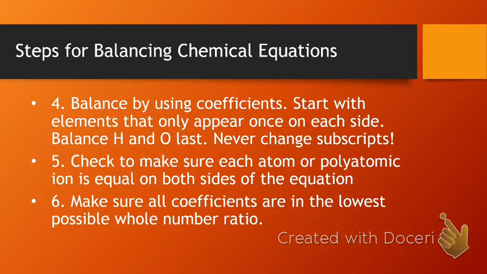Okay, then you double check, and I'll show you how I do that. When you start out, you're going to write right underneath. You're going to write yourself notes. Keep count down there. Last step, make sure all your coefficients are in the lowest possible whole number ratio. Again, if they're all divisible by 2 or all divisible by 3, you'll need to reduce.